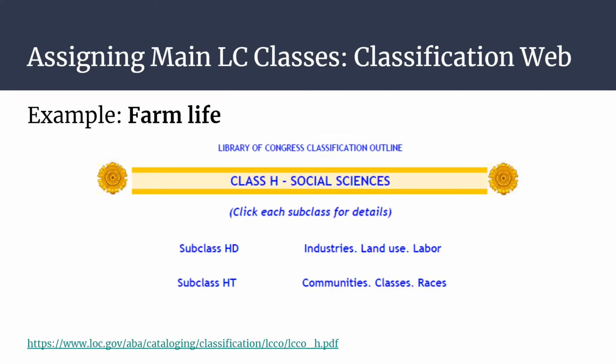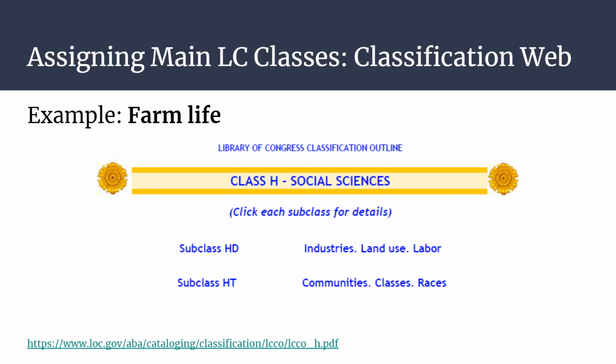Industries and land use both fit with farming, and communities fits with the life aspect of the term. You may ask, why not record the subclasses now? You could, but I find it's best not to overwhelm yourself with too many details at the start, especially when dealing with such a large data set.